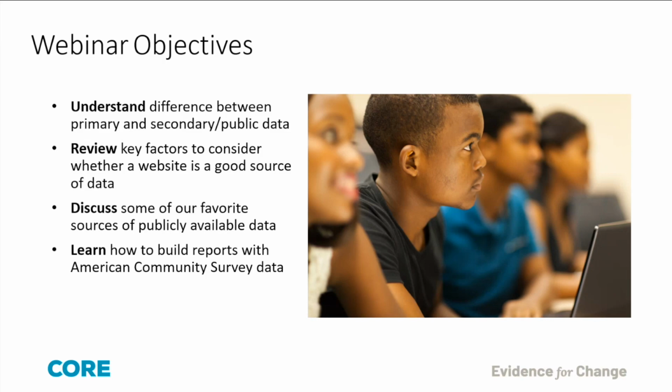We've got four main objectives for today. We want to talk about the difference between primary and secondary public data. Also review key factors to consider when you're trying to decide if a website is a good source of data. We're going to discuss some of our favorite sources of publicly available data, and then there'll be a very cool demonstration where you can learn how to build reports with the American Community Survey data.